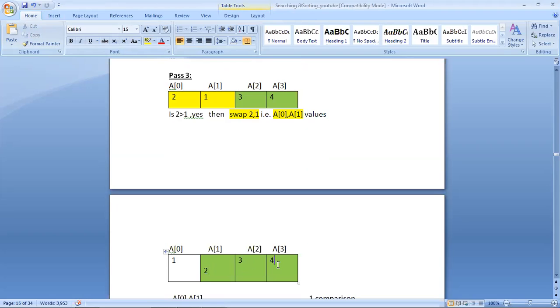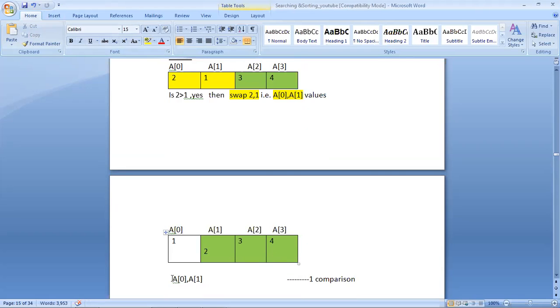So only one comparison was made, between the first adjacent pair of elements, a of 0 comma a of 1, the first element and the second element of the array. Once pass 3 is completed, we stop the process. The result is 1, 2, 3, 4. That is, all 4 values are in sorted ascending order.